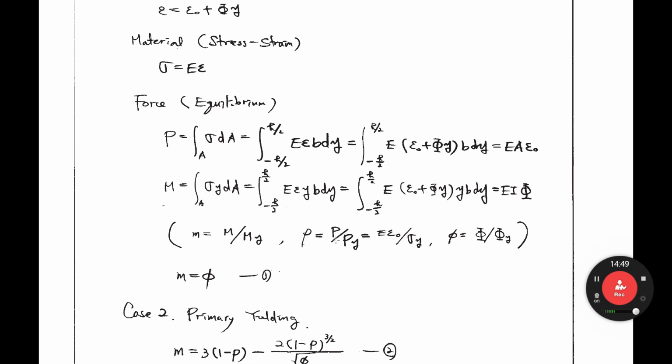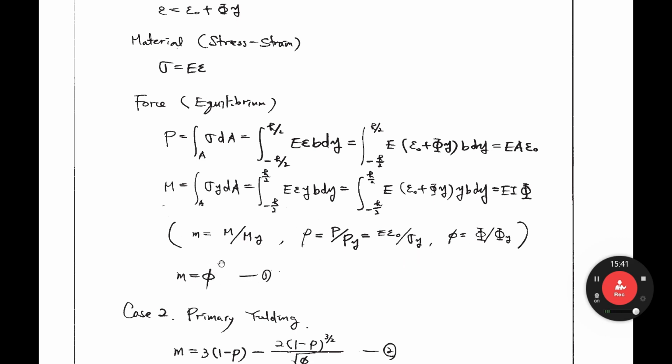Okay? Now what is P? Your P equals E epsilon 0. E epsilon 0 means sigma. Sigma A. Py equals sigma y A. A is deleted. So E epsilon 0 over sigma y equals rho. This small phi means curvature divided by yield curvature. Let's define like that. So we include small character m, small rho, and small phi.